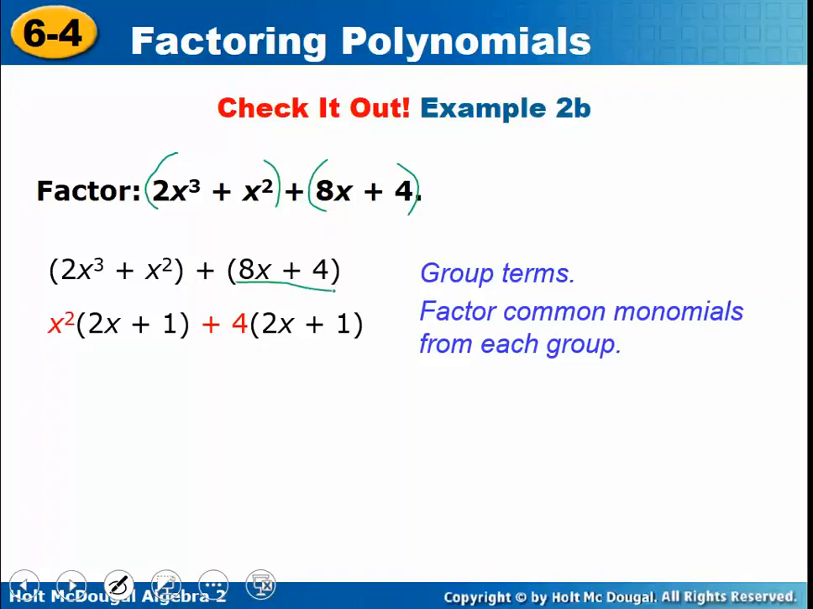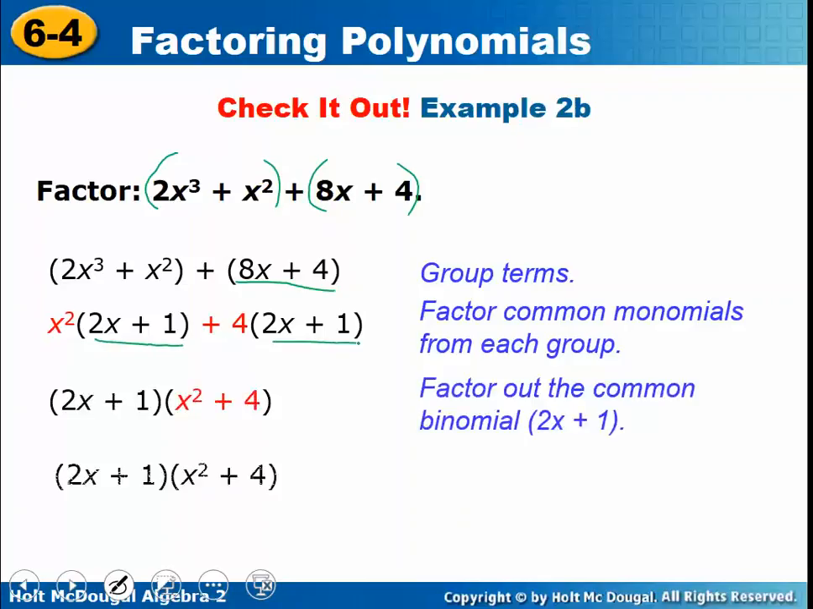And in this one, there's a 4 in both, so we would factor out the 4. You'll see that this matches this, which is what we want. That goes in the first parentheses. And in the second parentheses, you get what's left. Now, x squared plus 4 is not factorable. That is not difference of squares. So you just write it and leave it. There's no way to factor that farther. That's your answer: 2x plus 1 times x squared plus 4.